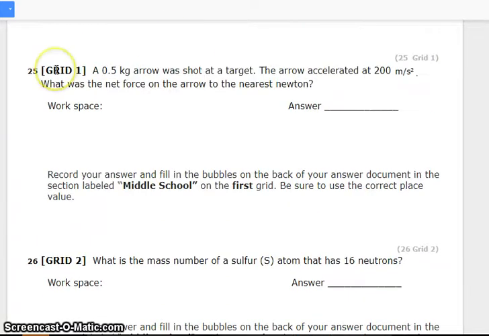Number 25, so you have to grid this on your answer sheet. A 0.5 kilogram arrow was shot at a target. The arrow accelerated at 200 meters per second squared. What was the net force on the arrow to the nearest Newton? So grid your answer for grid 1 underneath middle school.